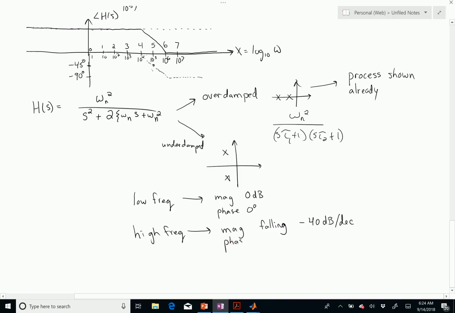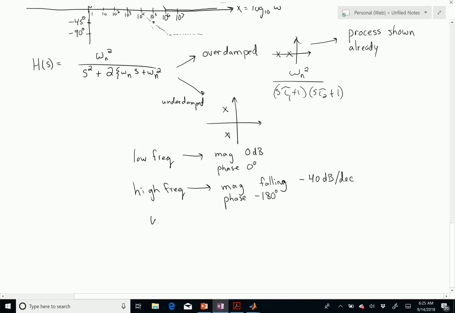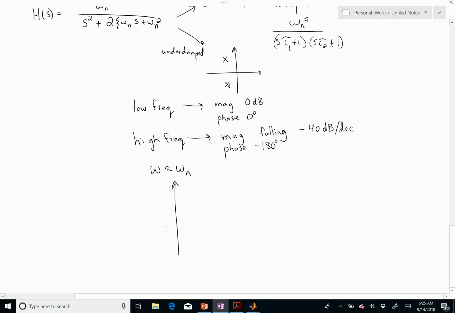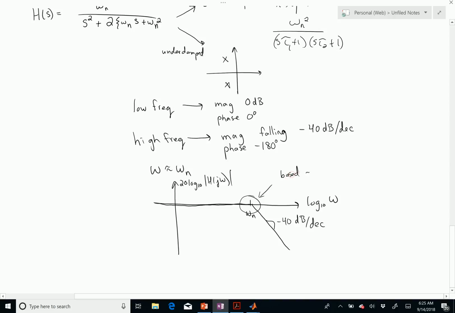And the phase has made its way to minus 180. In other words, I've got two poles, each contributing minus 90, so I've got a total phase of minus 180. Now, the dividing line between high and low frequency becomes omega approximately equal to omega n. So if this is log 10 of omega, and this is 20 log 10 of the magnitude, up until omega n, I view it as two poles sitting at omega n, and then I need to figure out how to adjust the behavior in here based on zeta. Remember, for underdamped, we're talking about zeta less than 1.